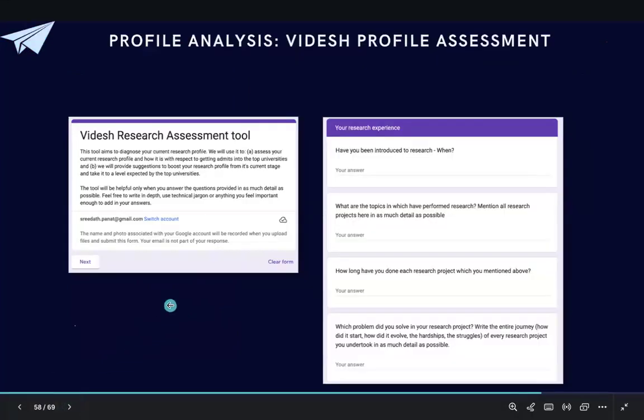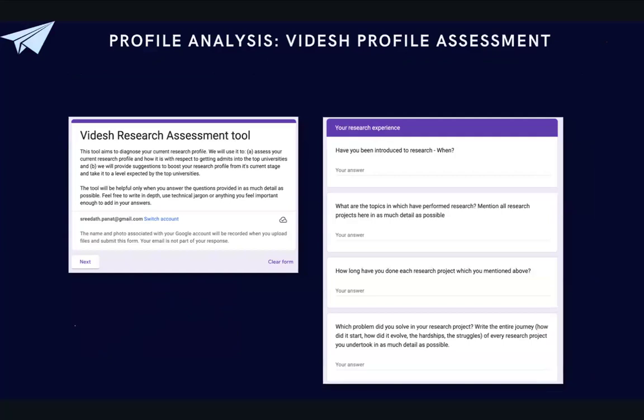So this is just a profile analysis tool that you will receive upon your enrollment to the Videsh LTM. This is just for us to know how well versed you are with research, if you are a complete beginner, or if you have experience in research. If you get enrolled in the LTM, we'll send you this form, and make sure you enter as much detail as possible, because it is important for us to assess your profile. Okay, so this is the form.